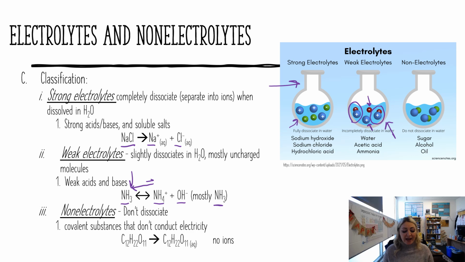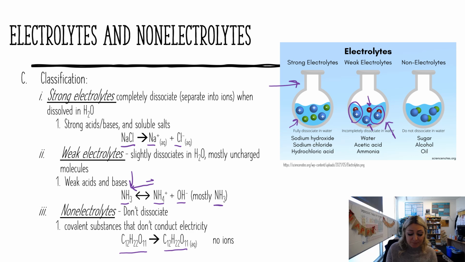And finally, we have non-electrolytes. These do not dissociate at all. They're not going to conduct electricity. And examples of these are covalent substances. Covalent substances haven't had a transfer of electrons. They're not going to dissociate the cation from the anion because they don't have a cation and an anion. So think about things like glucose, which you're seeing.